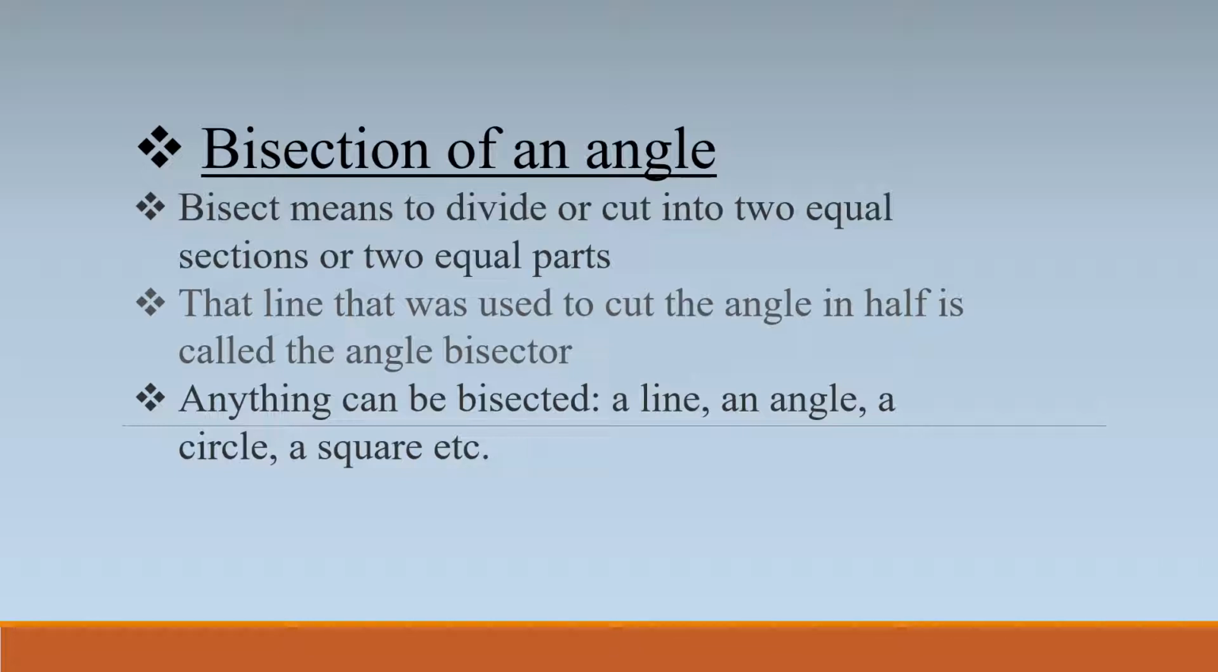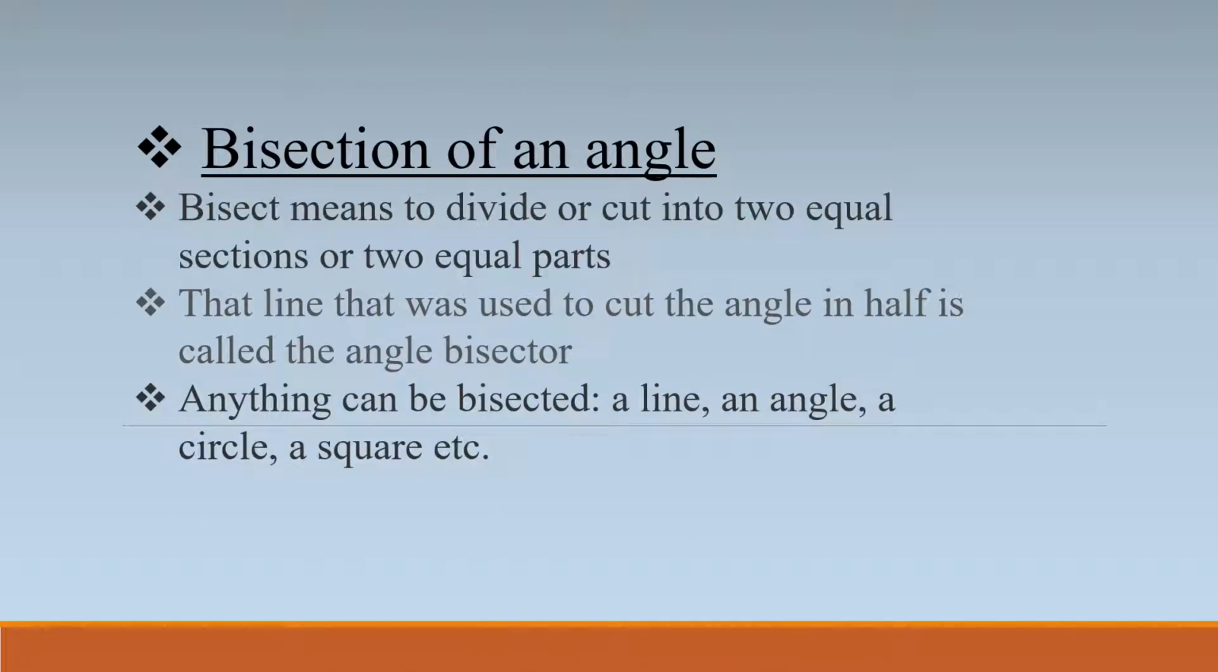Today our topic is bisection of an angle. Students, first construct an angle by using the protractor or by using a pair of compasses. Bisection of an angle means to divide or cut into two equal sections or equal parts. That line which is used to cut the angle in half is called the angle bisector.